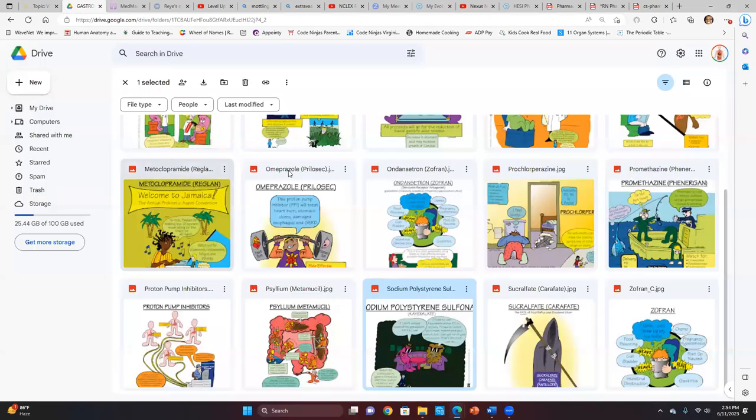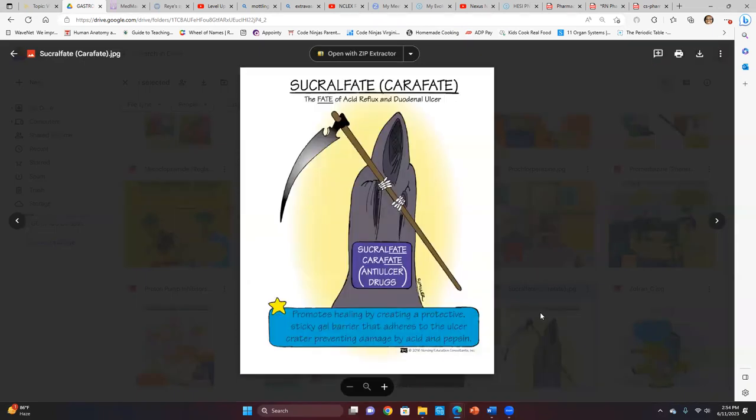All right, let's go to sucralfate. Sucralfate is given PO, taken on an empty stomach. Do not crush or chew. It may cause hyperglycemia. Do not give with warfarin or phenytoin.